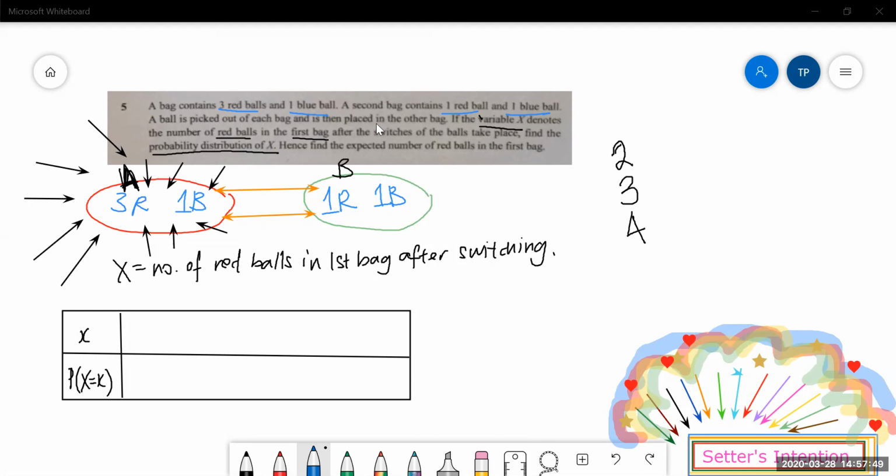Any other possibilities? No, I don't think there are. I take out 1 red from A, put into bag B. No, 2 is the least. It cannot go lower than 2, and it cannot go higher than 4. So it's 2, 3, 4, correct.